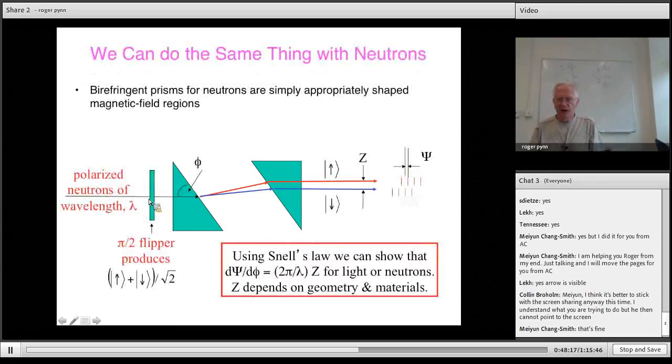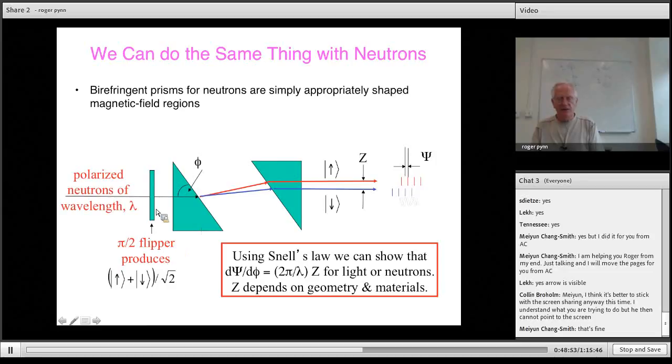So now you can do the same thing with neutrons, and what you do with neutrons is you take a magnetic field over this triangular region here. As we said when we were talking about regular spin echo, magnetic fields are birefringent for neutrons. The up state and the down state have different potential energies, different Zeeman energies, so they have different kinetic energies. Different kinetic energies means different velocities, and that's what you mean by saying the thing's birefringent.